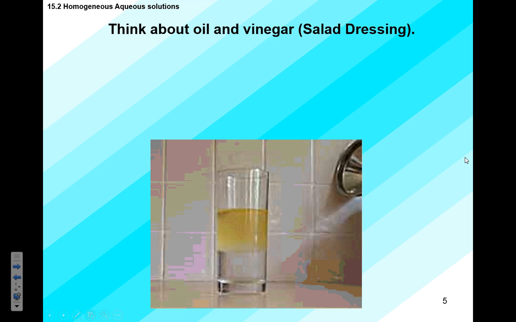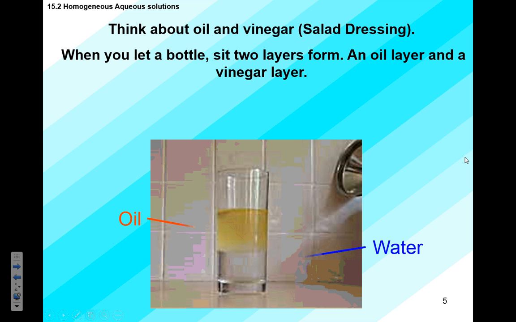Now, an example of two things that when you mix them together, they don't mix like sand and water. Another example of that would be oil and water in the case of salad dressing. So in certain types of salad dressing, you have to shake them up because you have got an oil layer and a water layer that have separated.